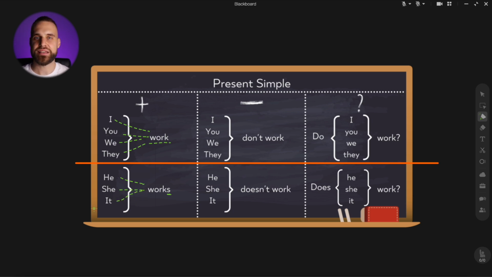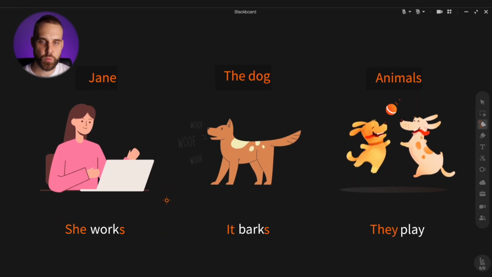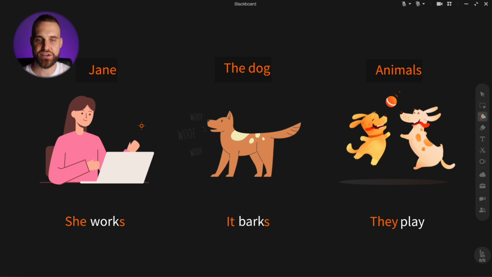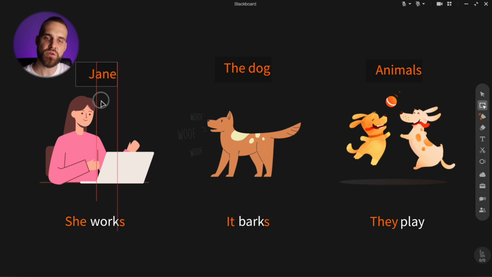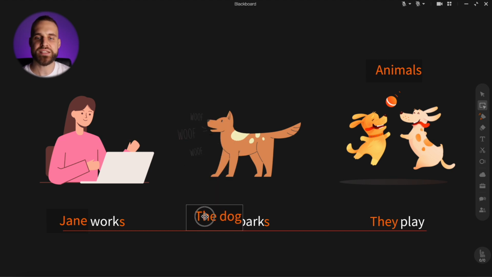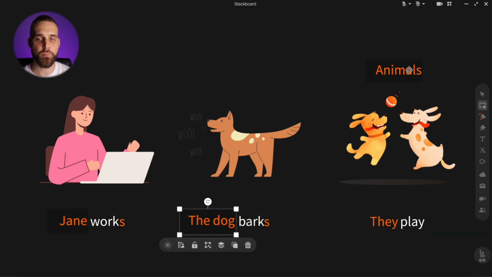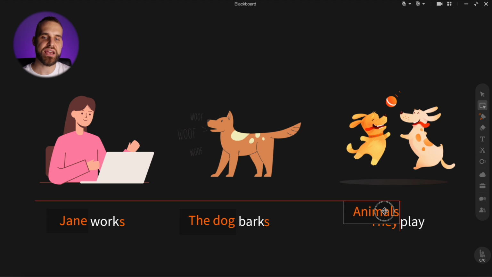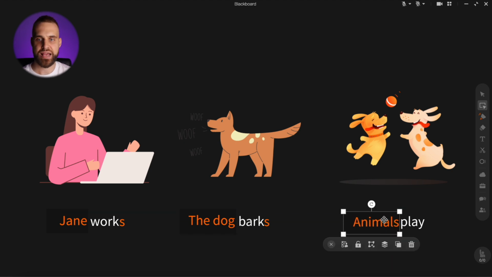It looks easy, but here is where it gets a little confusing. Sometimes we don't use the words he, she, it directly. Instead, we use a name or a singular noun. For example, instead of she, we say Jane. Jane works. Instead of it, we say the dog. The dog barks. Instead of they, we say animals. Animals play. So always check who you are talking about. That's the key. Now let's practice.